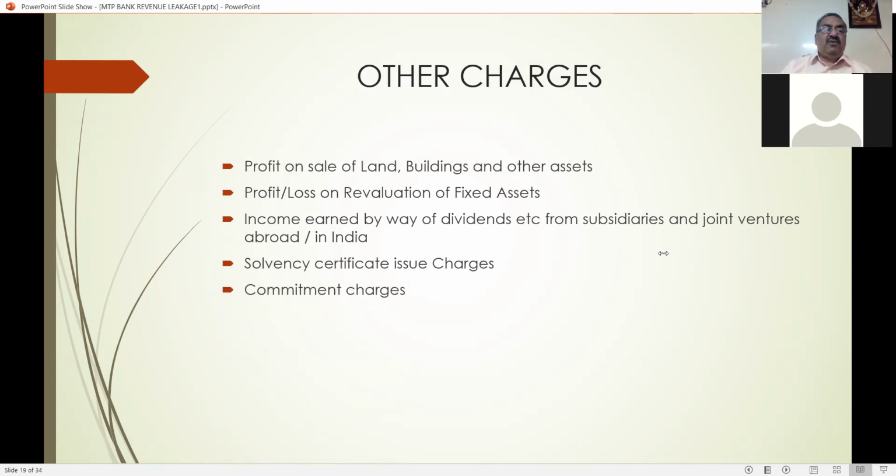Commitment charge. What is a commitment charge? Commitment charge is a charge levied by the banker towards the unutilized portion of the advance. Suppose the loan amount is 1 crore. There is one tolerance level. That is, 85% of the loan has to be utilized per quarter or per month or per year.